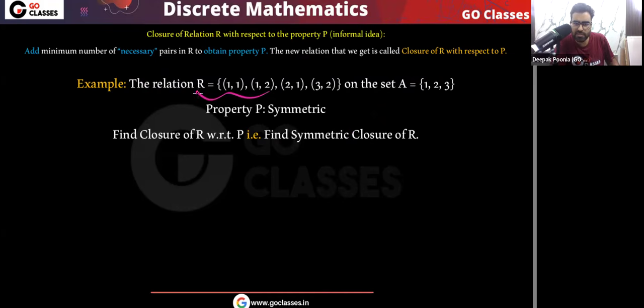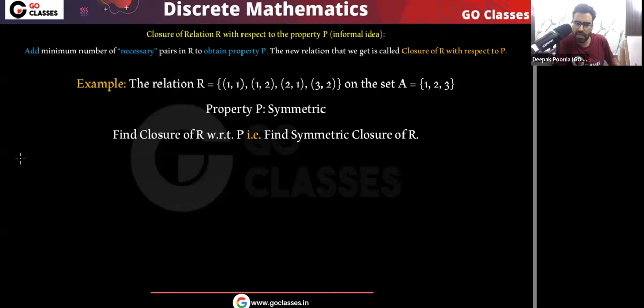Tell me one thing, does this relation already satisfy symmetric property? Because if this relation already satisfies symmetric property, then we don't need to add anything, and we can directly say that R is the symmetric closure of itself. But here, this R does not satisfy symmetric property. You can notice we have (3, 2), but we don't have (2, 3). So this does not satisfy symmetric property.